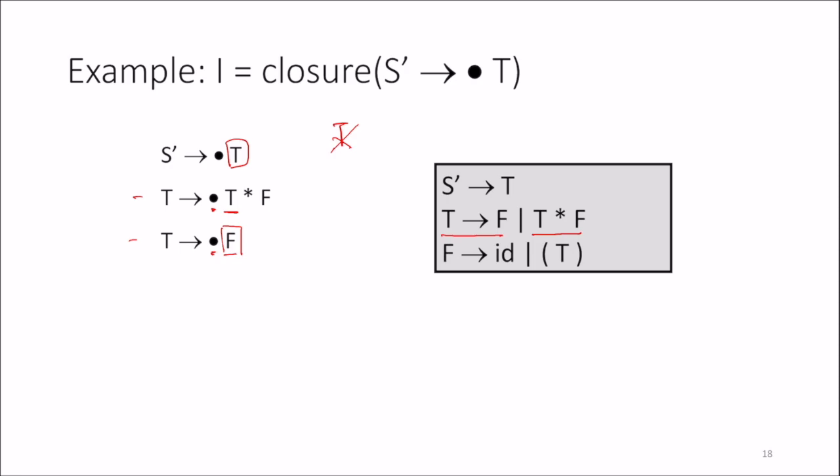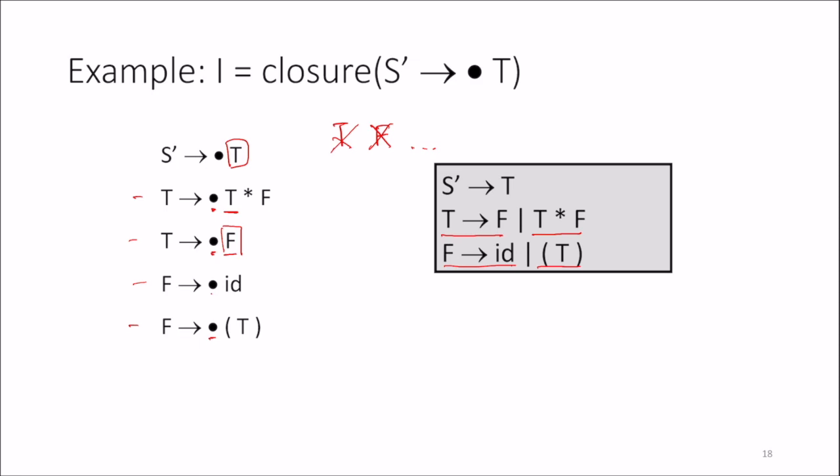But F we haven't done before. So we say, okay, we've got to do F. You look up the rules. F goes to ID, F goes to open paren T close paren. And we add F goes to ID with a dot in front of the first symbol on the right-hand side, and F goes to open paren T close paren. Again, the dot goes before the first symbol, and we're done with F. Now if you look at the F rules that we added, they don't have the dot before any non-terminal. They're both before terminal symbols. So we don't have any new symbols to add here, so we're all done.